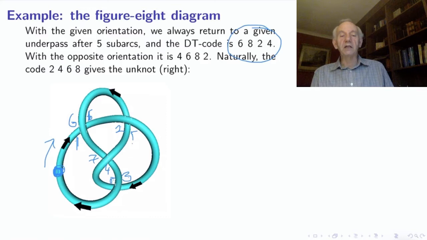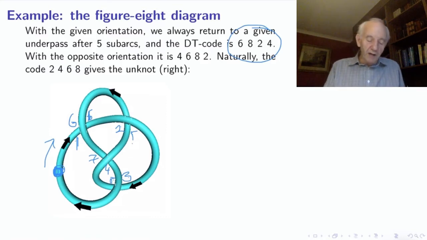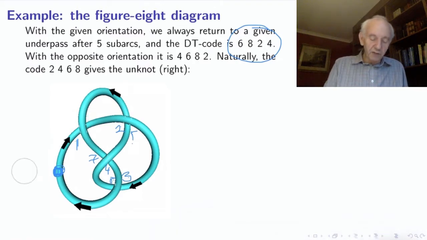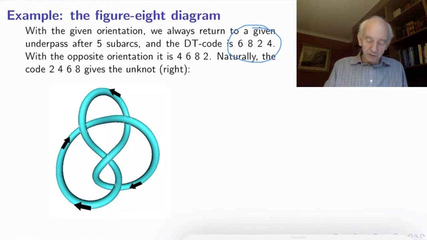However, had I gone the other way round, I need to start somewhere where I get to an underpass first of all. So if I were to start again from scratch, but start going the other way round, I need to start with an underpass. So obviously I could start there if I wanted to.